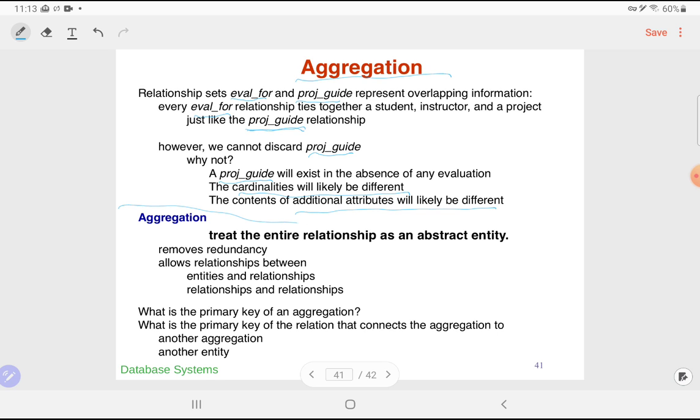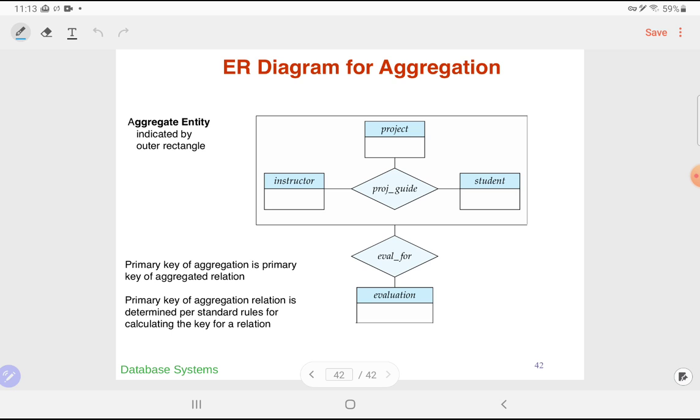Okay, aggregation: we're going to treat the entire relationship as an abstract entity. This removes redundancy, and it allows relationships between, as I said, entities and other relationships, or between relationships and relationships. So we need to determine what's the primary key of an aggregation, and what's the primary key of the relation that connects the aggregation to either another aggregation, in a relationship-to-relationship case, or another entity, as in the previous case. So we'll talk about the diagram and the primary keys.